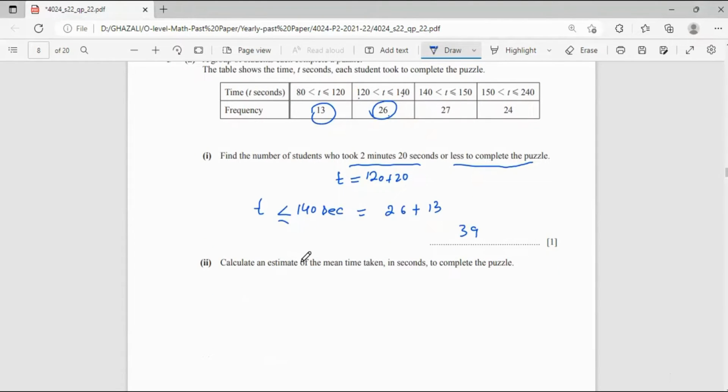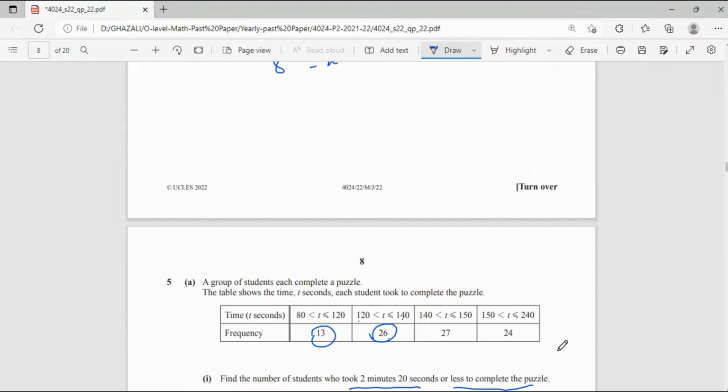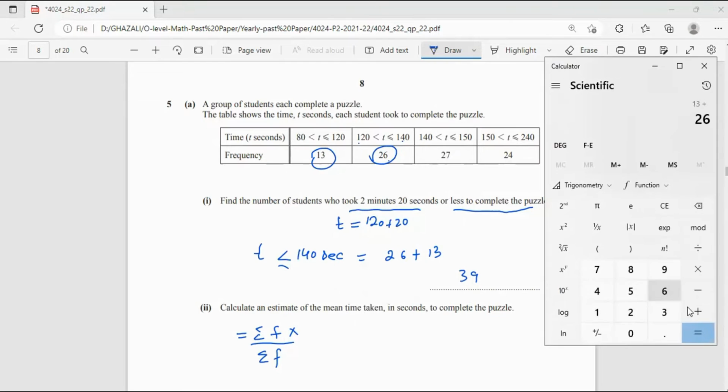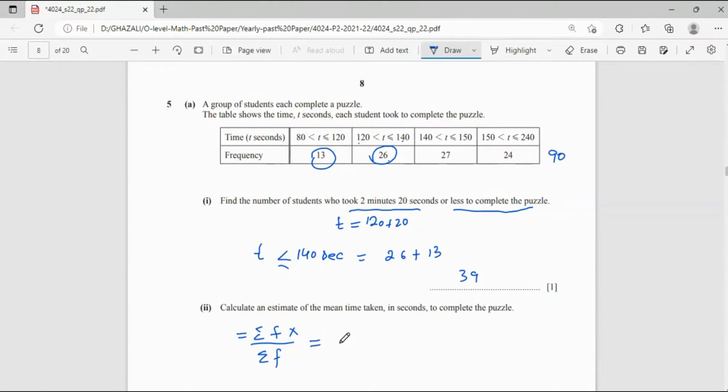Next part: calculate an estimate of the mean time taken in seconds to complete the puzzle. The formula of the mean is summation fx divided by summation f. First calculate the total frequency: 13 plus 26 plus 27 plus 24. The total frequency is 90. Now in summation fx, x is the class mark. The class mark is the middle value of the two numbers.